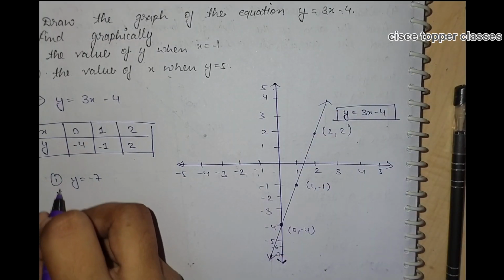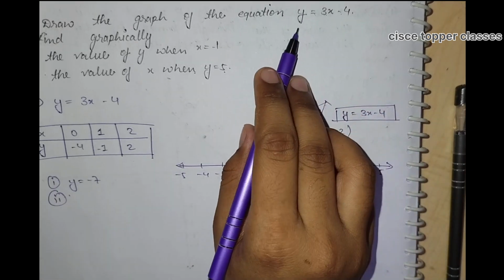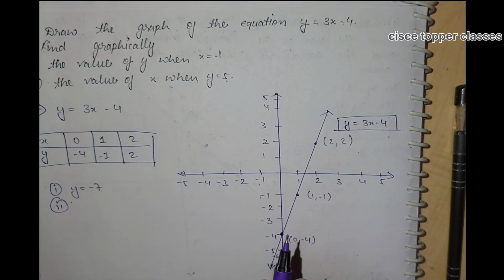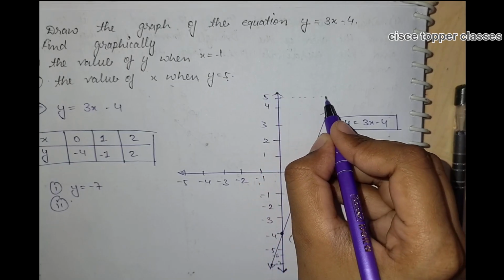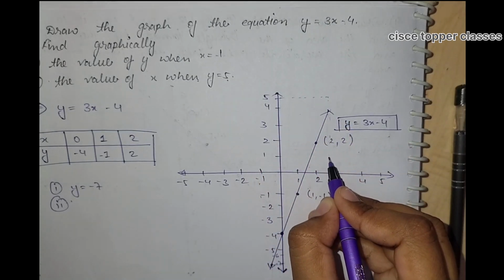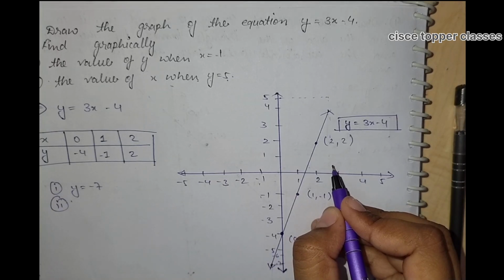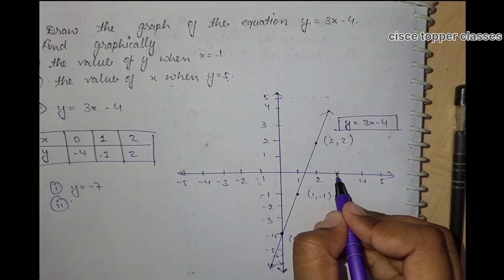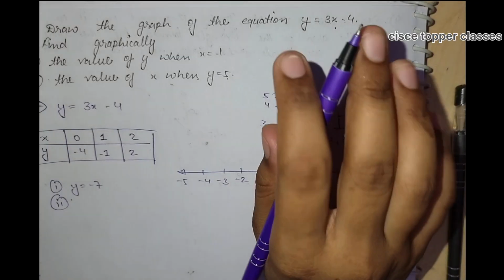In the second part, the value of x, if we have to find when y is equal to 5. So we can put the value here also, and graphically we can also find it if y is equal to 5. Somewhere like this, if we draw here, this will be somewhere 3 here. Somewhere at 3 it will be pointing.